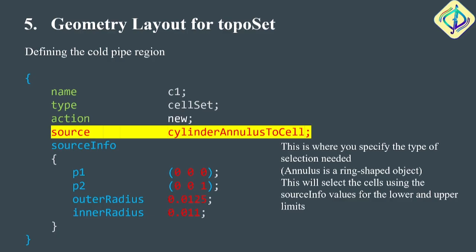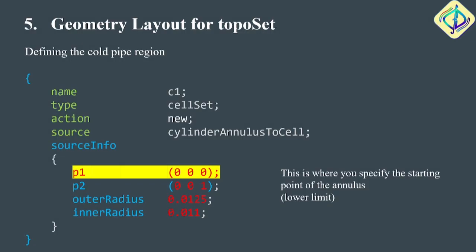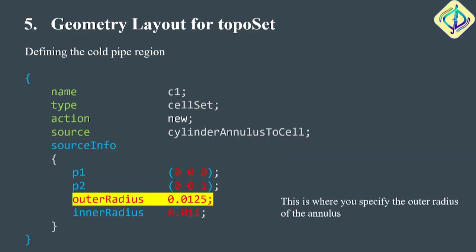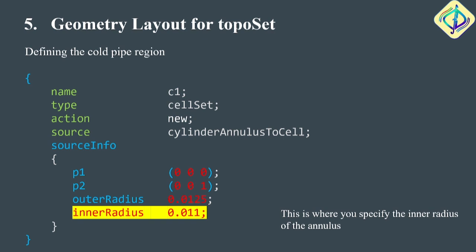So over here, you'll have to specify some additional info in your source info. Since we're using the cylinder annulus to cell type, we will have the starting point, so you will have your lower limit. In this case, it is again at your origin. Then you have your end point, or upper limit, which is again at a distance of 1 in the z direction. Then since you have a ring shaped object, it will have an outer radius and an inner radius. You have to specify both of these within this syntax. So you will specify the outer radius of your cylinder, and then the inner radius of the cylinder.